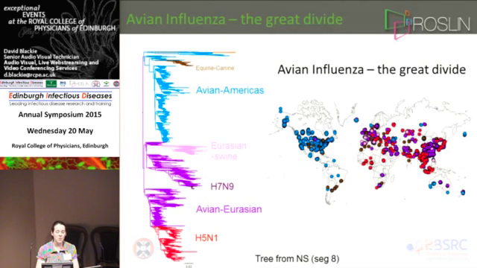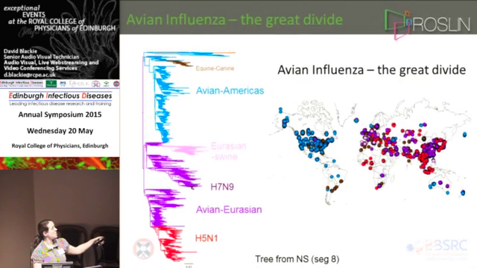So, with avian flu, this is a tree of the whole of avian flu, and you can see that there's two big clades. There's this blue clade at the top and this kind of purple clade with a few other ones at the bottom. And here you can see that really it splits the world into the two parts. So you have avian flu which circulates in the Americas, and avian flu which circulates in the rest of the world. There are places where there's crossovers, but there's only a few.